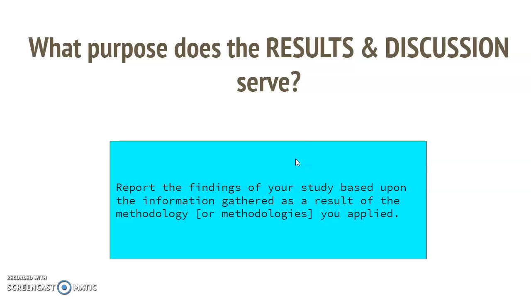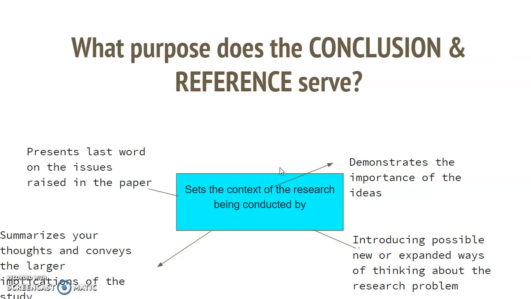The results and discussion section serves an important role also within the research paper. This section is also sometimes known as a findings and analysis section, and the results should simply state the findings without bias or interpretation. Then the discussion section is used to interpret the data that is found within the results section.